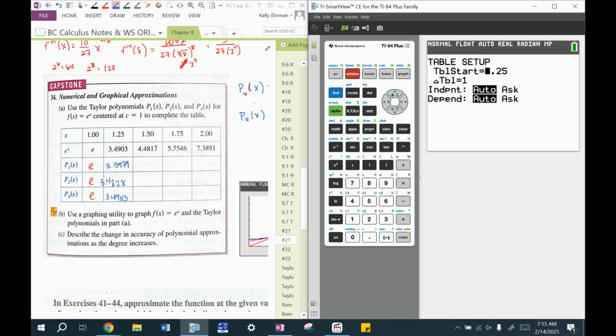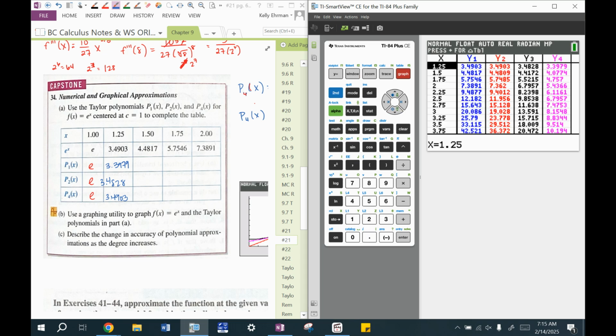All right, what about 1.25? I'm going to have this count up by .25s so I can jump through the table. All right, so 1.5, starting here at the bottom, this was P4. It should be the closest one to E. See how this is closest, and then the rest stray off. 4.4809 versus 4.4172 versus 4.0774.